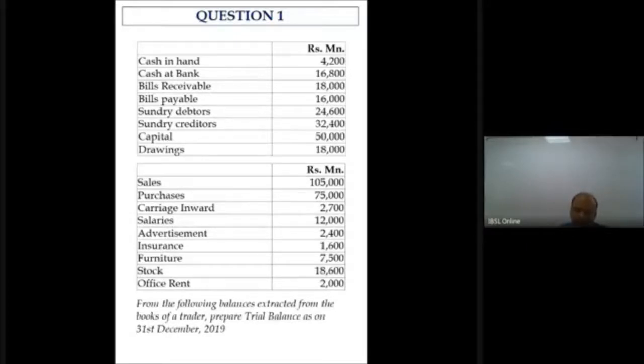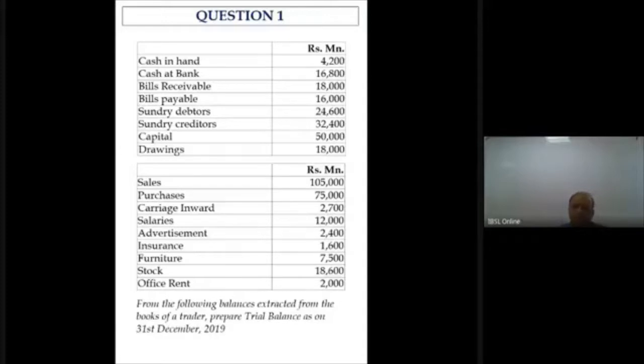Furniture is a fixed asset. Furniture here is a fixed asset, so it is again an asset. Stocks, that is the remaining stock, which means again an asset. Office rent is an expense.